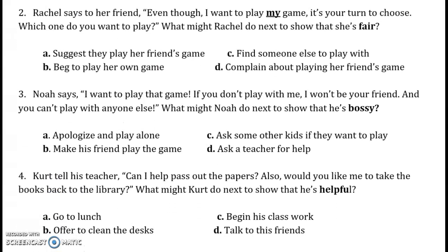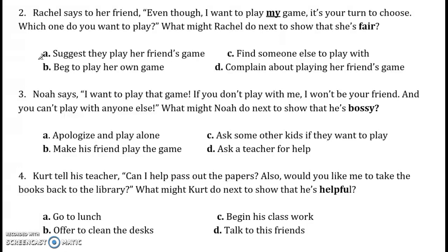All right, Rachel says to her friend, even though I want to play my game, it's your turn to choose. Which one do you want to play? What might Rachel do next to show that she's fair? Again, guys, what's that process called that we use? So the first thing we do is we look at each answer choice. So let's look at each one before we start thinking about them more closely. So it says, I want to know what might Rachel do next to show that she's fair.